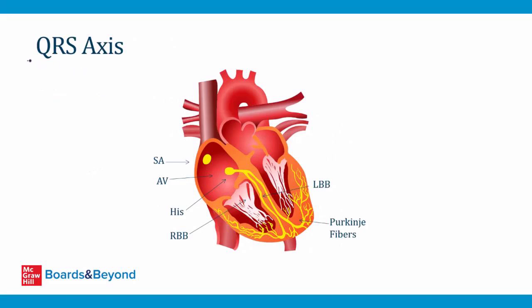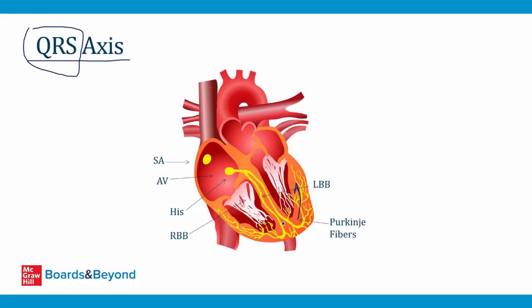Okay, now let's talk about the QRS axis. Remember that I told you earlier that the QRS complex is generated by depolarization of the ventricular myocytes. Well, if you look at this drawing here and remind yourself of what the heart looks like, you know that ventricular myocytes are found in all different places.